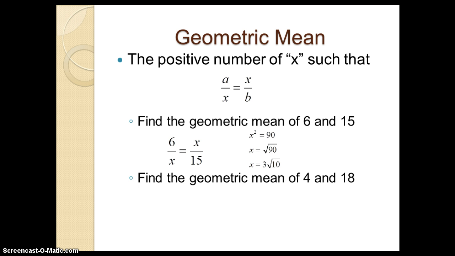Now it doesn't matter if we put 15 over x or 6 over x, whichever one we want to put first is fine. It won't affect our outcome. Same thing here. I did 4 over x equals x over 18. But if I decided to do 18 over x equals x over 4, we would have still come up with the same answer, because we will cross multiply. X squared is 72, so x is the square root of 72, and simplified, x equals 6 square root of 2.